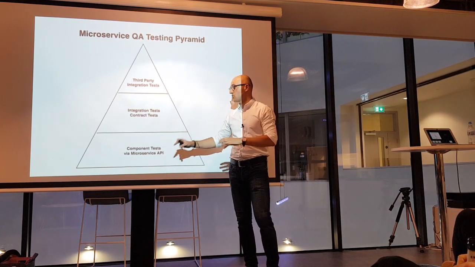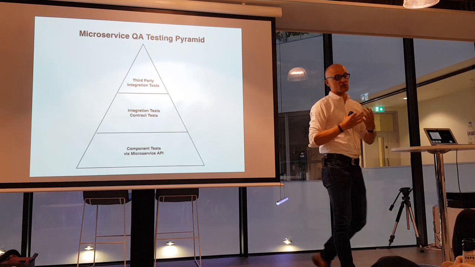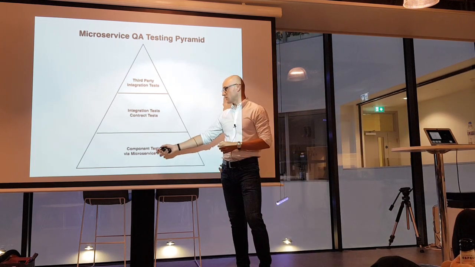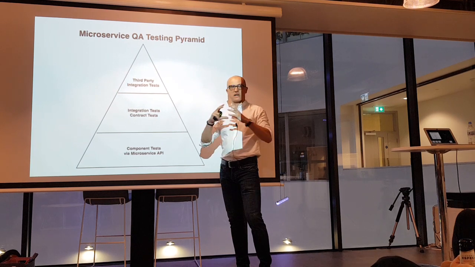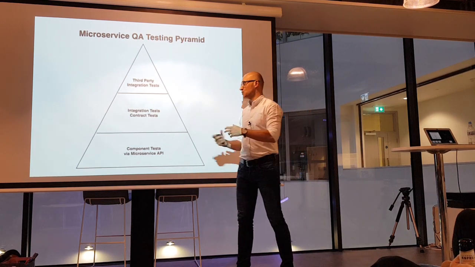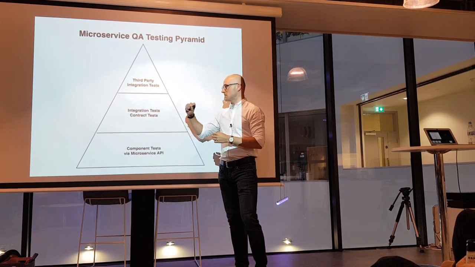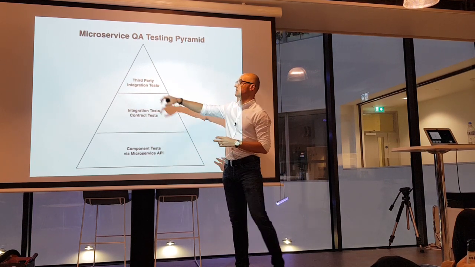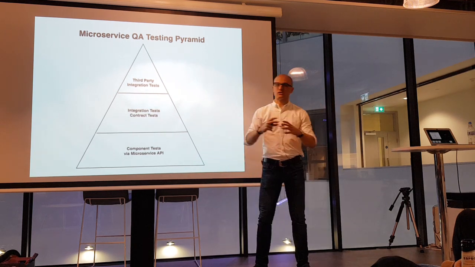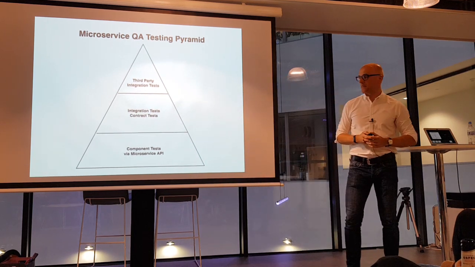From the QA tester's point of view, you could draw something like this: you had a lot of component tests of individual microservices that were done for a new piece of functionality that was delivered. Then you do a bit of contract testing, integration testing, and maybe a bit of third-party integration. But the most testing was done on the individual microservice level.